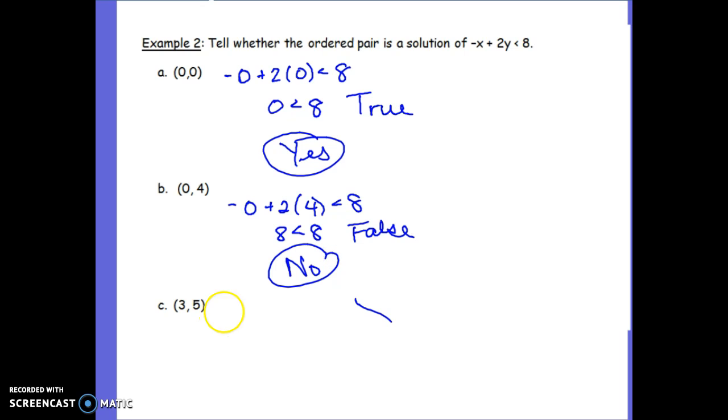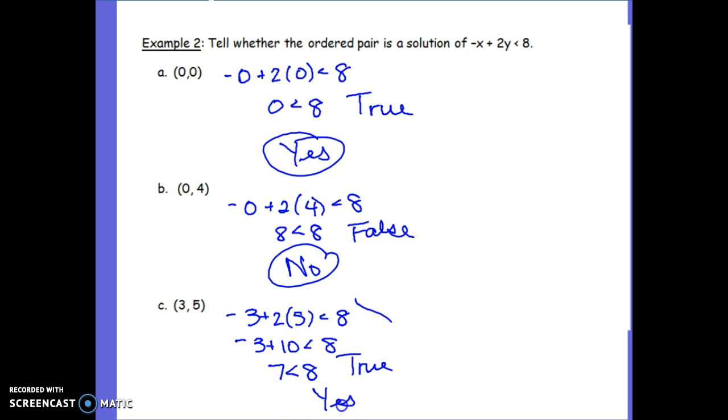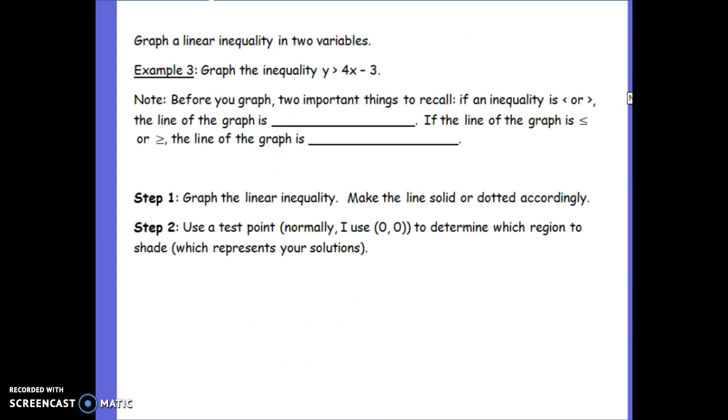And for the last one, if we plug in 3 and 5, we've got negative 3 plus 2 times 5 is less than 8. Negative 3 plus 10 is less than 8. We've got 7 is less than 8, and that's true. So this is a yes. It is a solution.